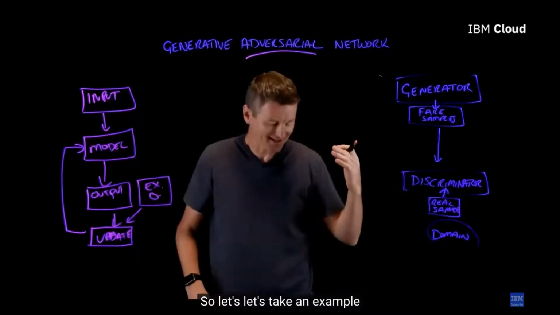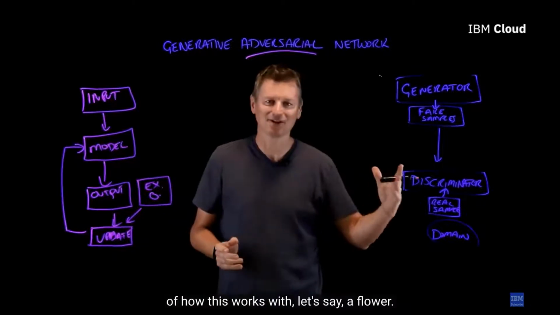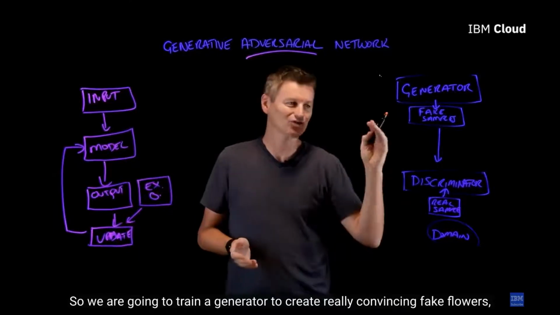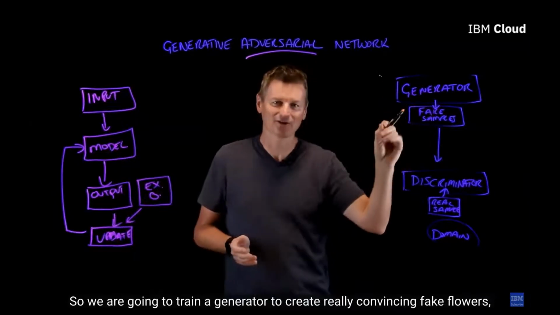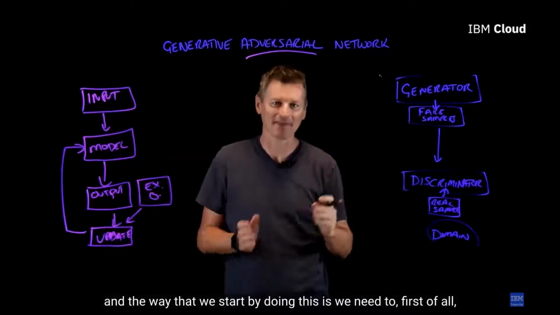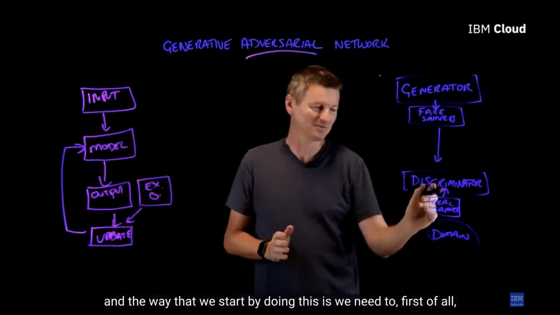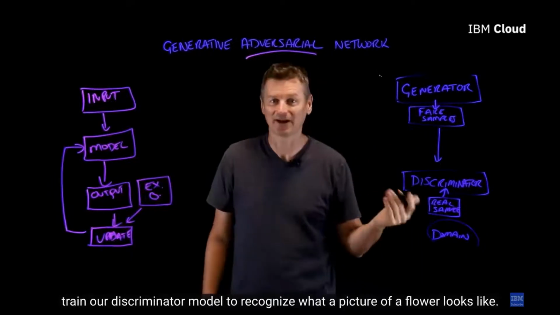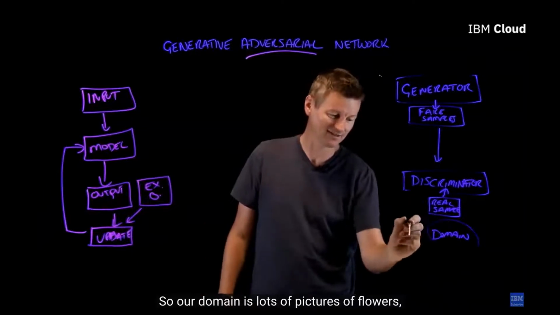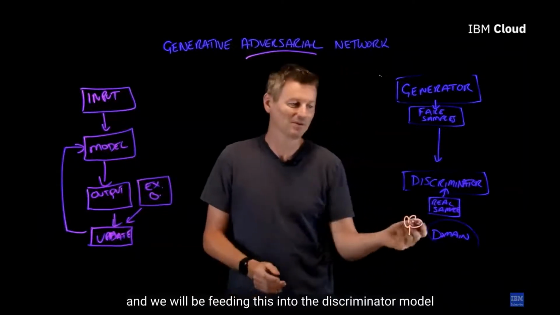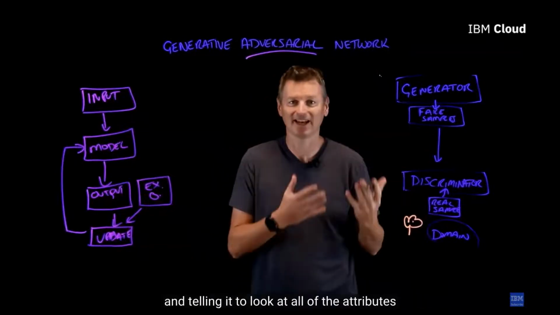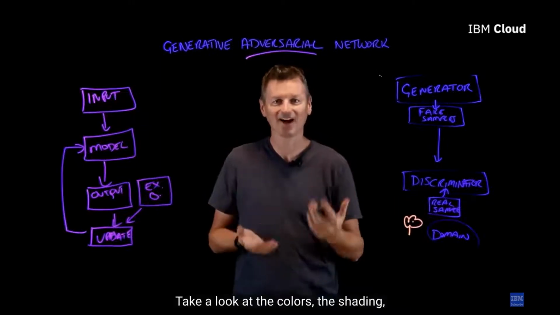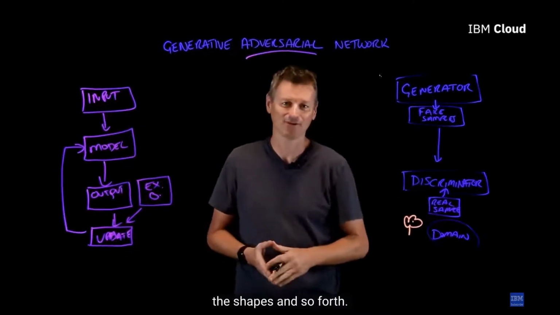So let's take an example of how this works with, let's say, a flower. So we are going to train our generator to create really convincing fake flowers. And the way that we start by doing this is we need to, first of all, train our discriminator model to recognize what a picture of a flower looks like. So our domain is lots of pictures of flowers, and we will be feeding this into the discriminator model and telling it to look at all of the attributes that make up those flower images. Take a look at the colors, the shading, the shapes, and so forth.